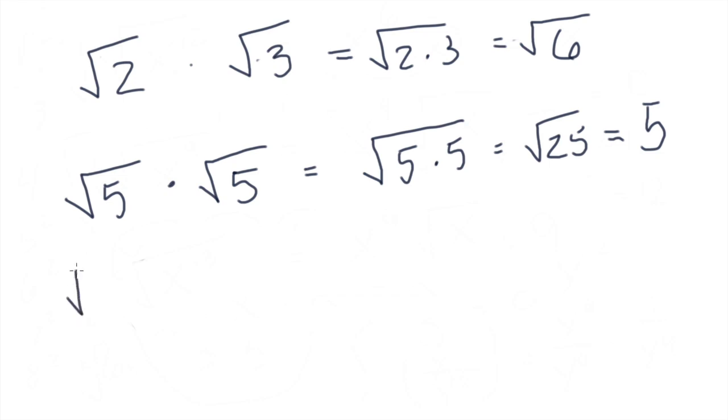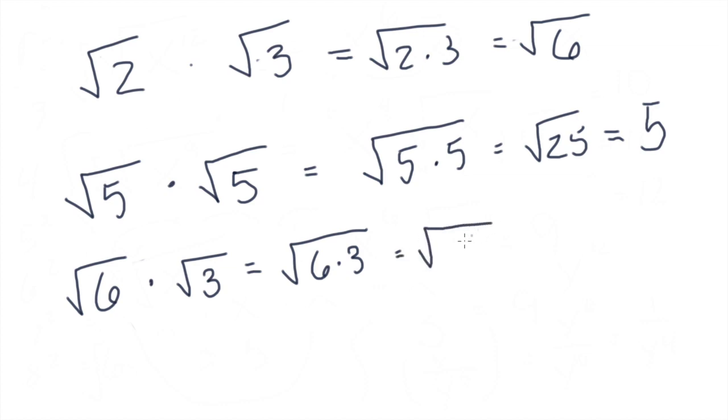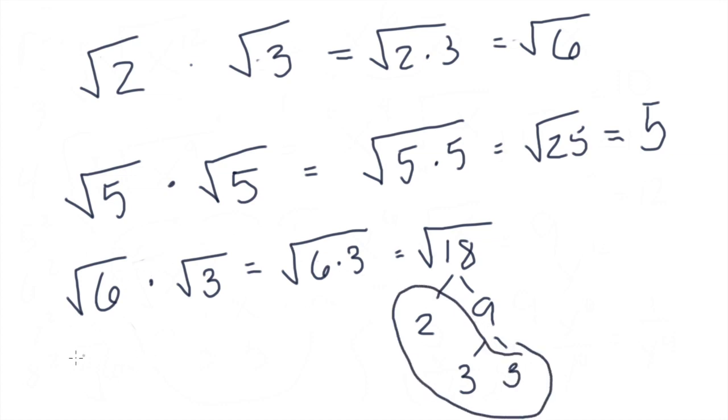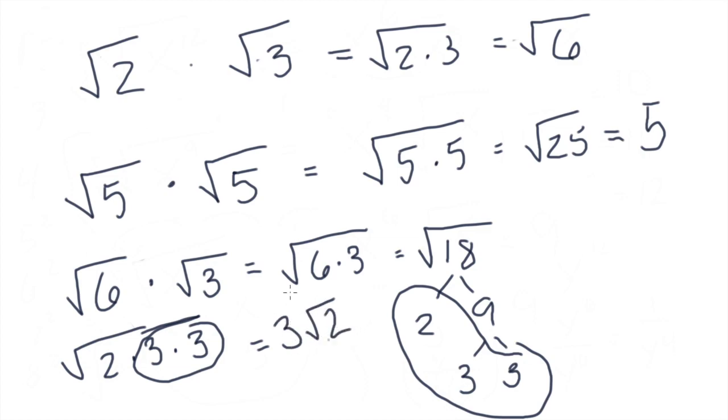Let's try the square root of 6 times the square root of 3. So that would be the square root of 6 times 3, which is the same thing as the square root of 18. We can reduce the square root of 18. That's going to reduce into 2 and 9, and then 3 and 3. We have one pair here in our 2 times 3, which means we're going to take out a 3 and leave a 2 inside. So the square root of 18 is 3 times the square root of 2.